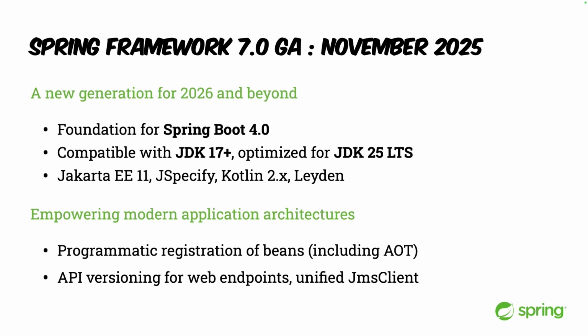So Spring Framework 7.0 GA will be released in November of 2025. A new generation for 2026 and beyond. This is going to be the foundation for Spring Boot 4.0, compatible with JDK 17, optimized for the new LTS version, which is JDK 25, coming out in September. We'll have features like Jakarta EE 11, JSpecify, Kotlin 2.x, Project Leyden, and more. Empowering modern application architectures with that programmatic registration of beans. This includes AOT support, API versioning for web endpoints, a unified JMS client, and more.